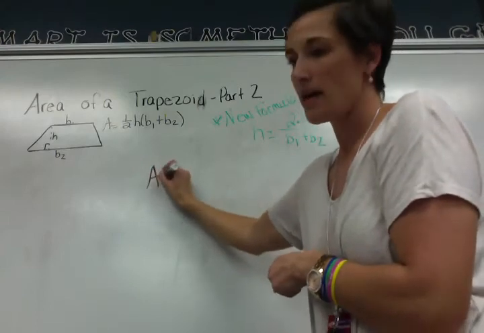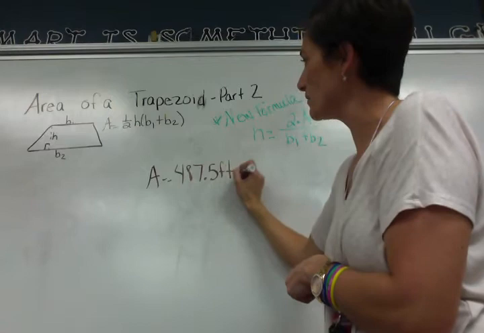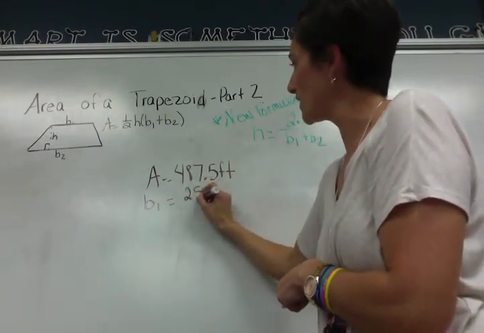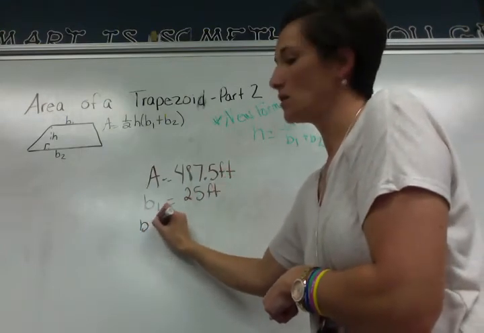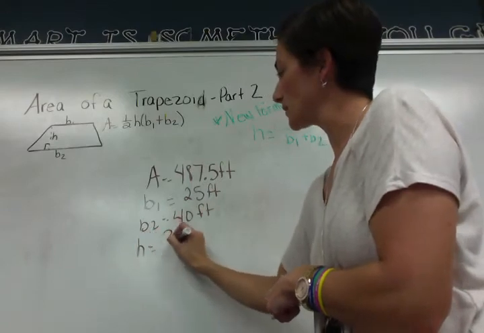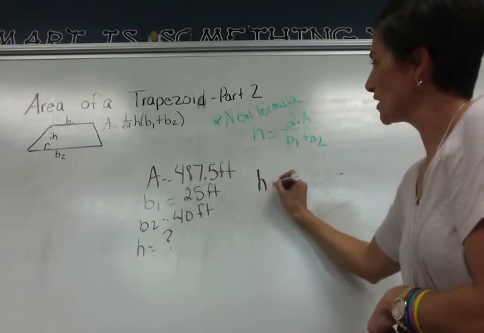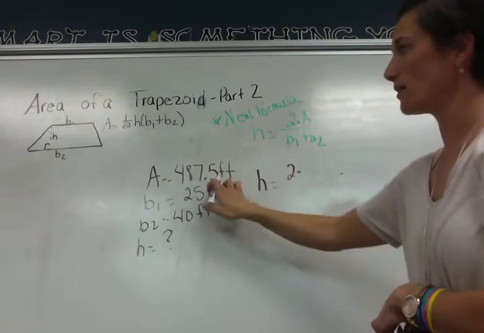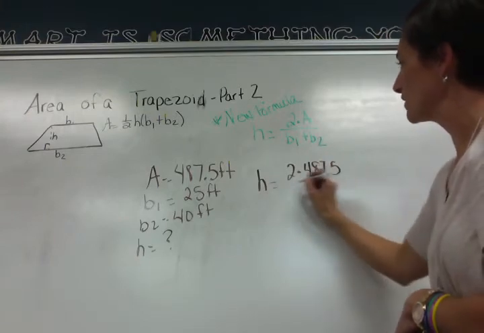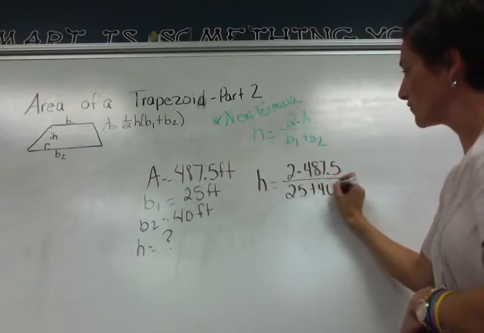So let's say if the area was 487.5 feet squared. My base 1 is 25 feet. And my base 2 is 40 feet. And I'm unsure what my height is. I'm trying to figure that one out. So I'm going to write my formula. H equals 2 times my area. So I'm going to multiply 2 times 487.5. And then I'm going to divide that by 25 plus 40.